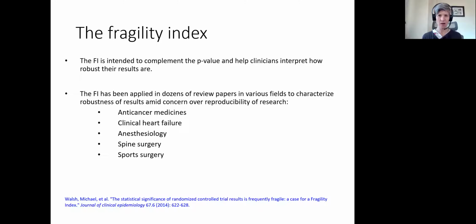This tool is intended to complement the p-value and help clinicians interpret how robust their results are, and it's been applied in dozens of review papers in various fields to characterize robustness of results amid concern over reproducibility of research.